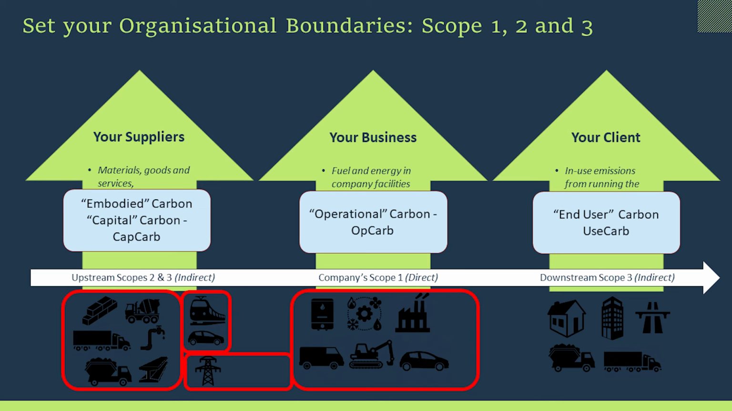And then looking to the right-hand side, you've got your client, where you sell your product or your asset or your facility, your building, to your client. And that is downstream scope 3 indirect carbon, and that's sometimes called end user carbon or used carb, and it's all the emissions from running those facilities and buildings that you have taken part in constructing for a client.